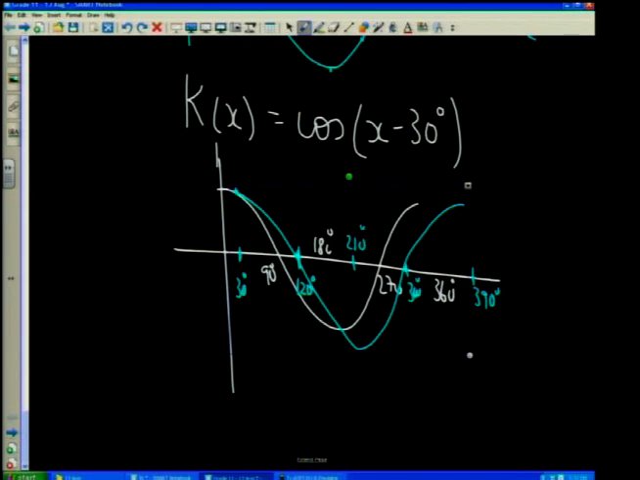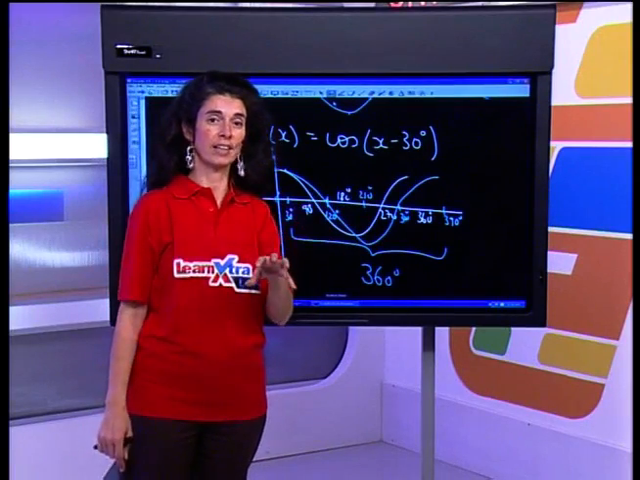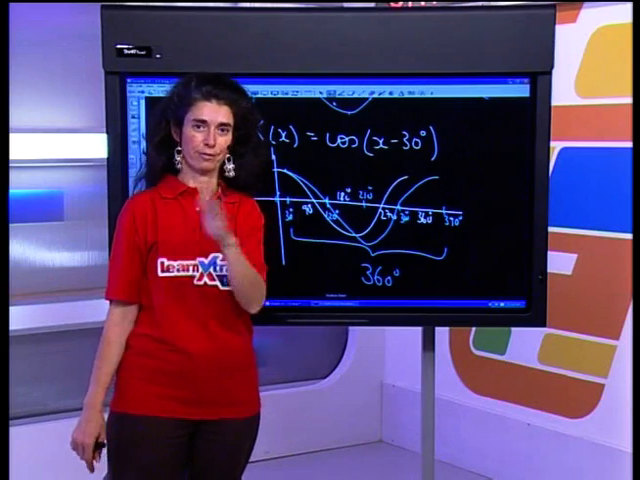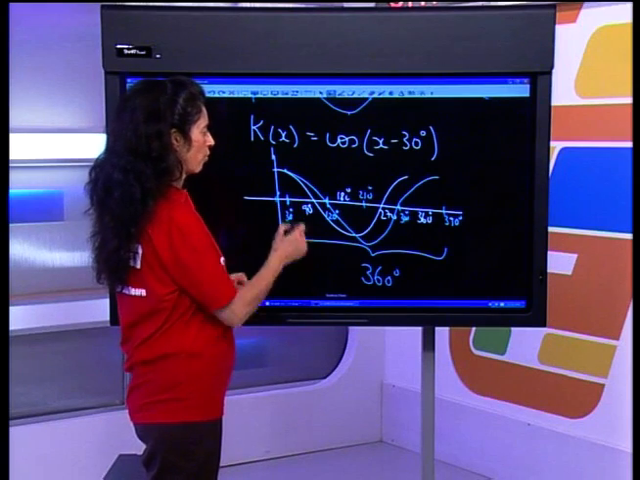So my period is still 360 degrees. Very important, my period is still 360 degrees. So from max to max, I'm still getting 360 degrees. However, every single value has shifted to the right by 30 degrees. So my quadrant angles are 30 degrees later, 30 degrees later, 30 degrees later. And that's a nice way of plotting that shift, is to be able to establish where the 0 is starting.